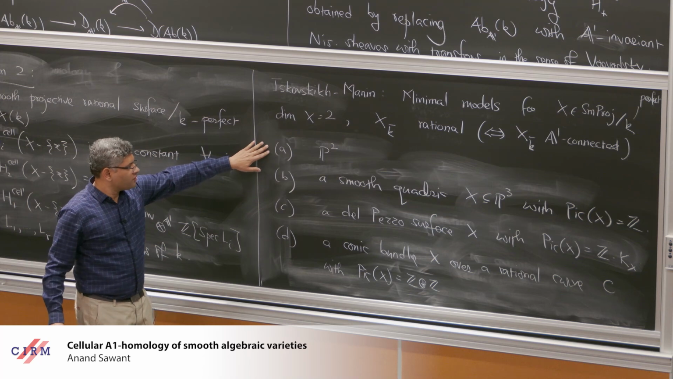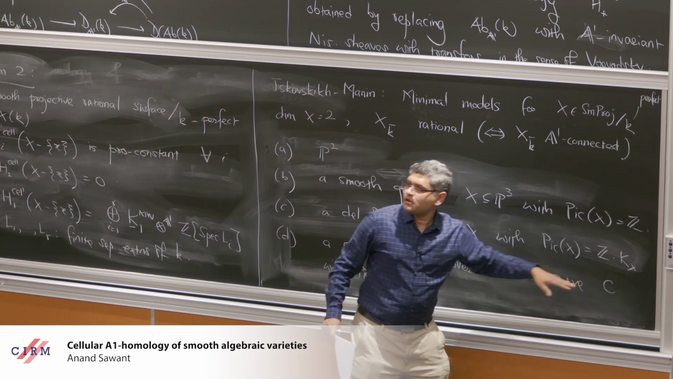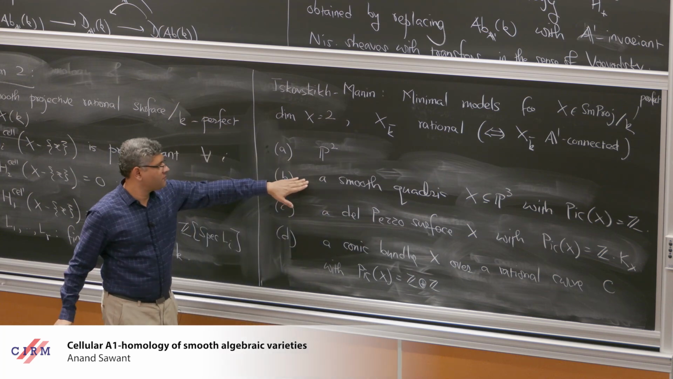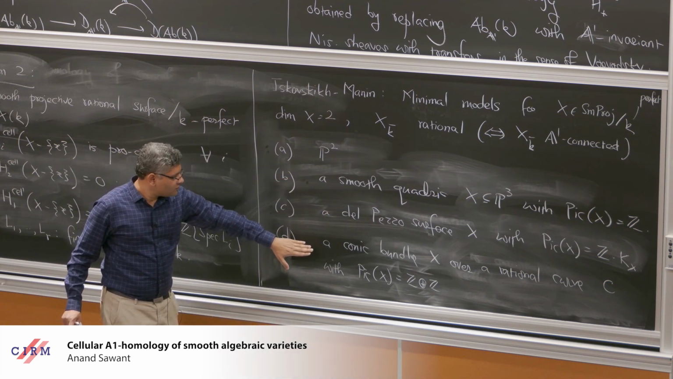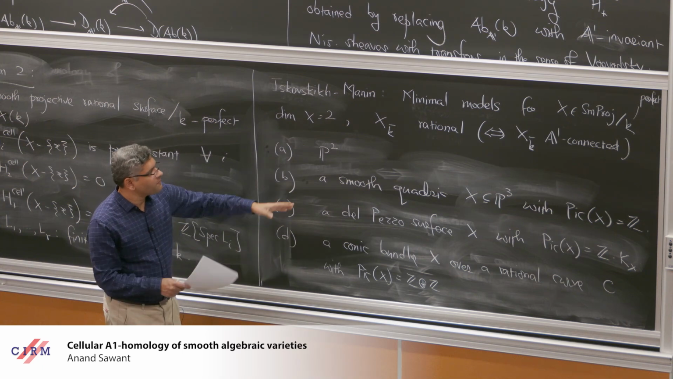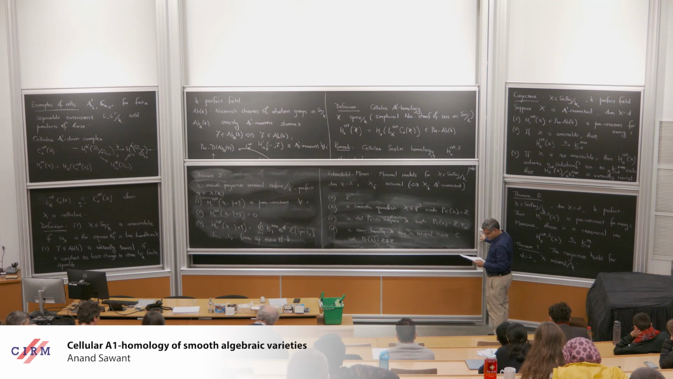So P2 is not orientable. A del Pezzo is not orientable because the canonical bundle can't be a square. And so this case B is orientable. And so this is orientable depending upon the situation. So when we specialize to rational surfaces.